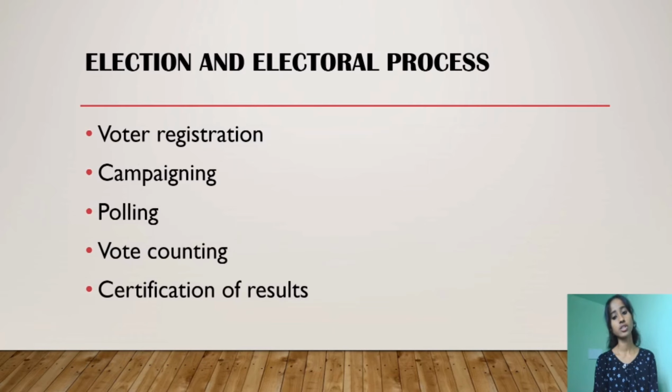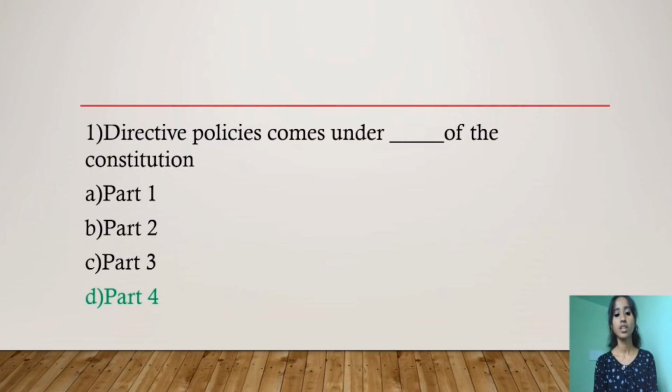Election and electoral process. During election, the voter has to follow some rules. Those include voter registration, campaigning, polling, vote counting, certification of results. Now let us have a look at some of the important questions related to our Indian Constitution.